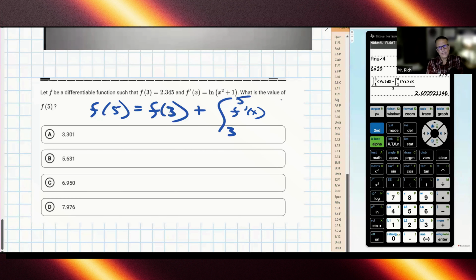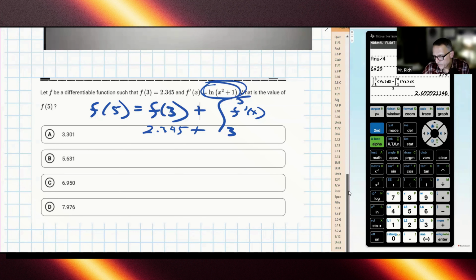I'm not even going to put this one in the calculator. You can do this. You're going to put this into y1, then put 2.345, and then add math 9 on your calculator, integrating 3 to 5 and call up y1, and then you'll get a match there.